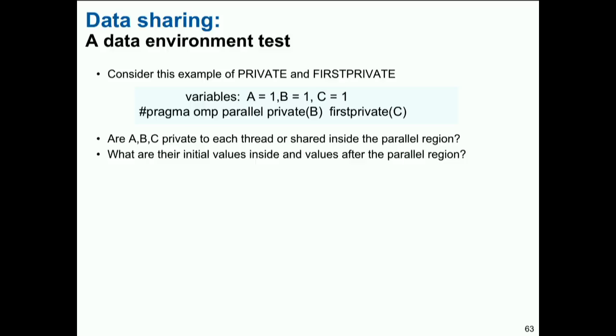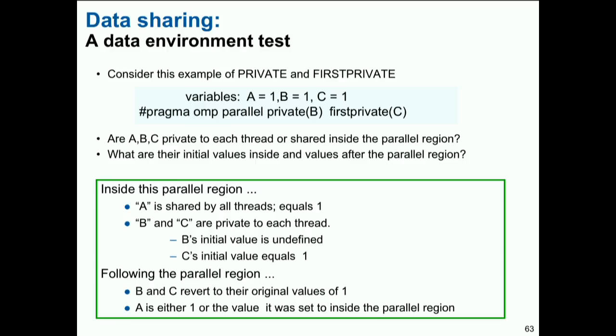So A inside the region is going to be shared. Everyone will have value 1, but they'll all be pointing to the same variable. Inside the region, B will not have a value. It's going to be uninitialized. Inside the region, C will have value 1, because that's the value it was before, and everyone will have a separate copy. All good. What about the exit?